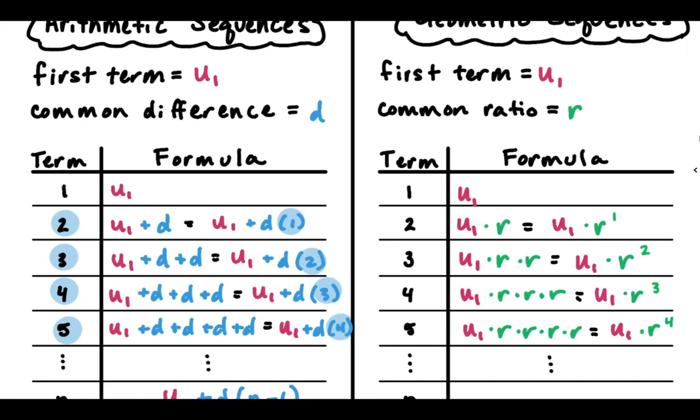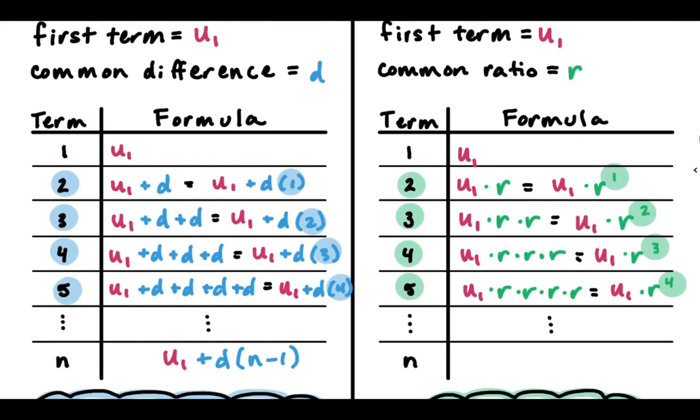Okay, so now we want to look for a relationship between our term number and the number of times we're multiplying by r, that exponent. And just like with the arithmetic, it's 1 less than the term number. For the fifth term, we multiply by r 4 times. For the fourth term, we multiply by r 3 times. So let's use that for the nth term. We're at a random term in the sequence. We know we need to start with our first term. We know we're going to multiply by our common ratio, and we're going to multiply by that common ratio 1 less than the term number. So if our term number is n, we multiply by r, n minus 1 times. So our exponent will be n minus 1, one less than the term number.